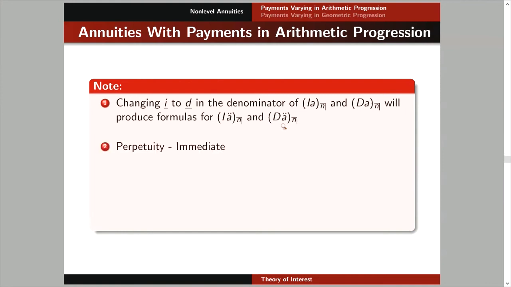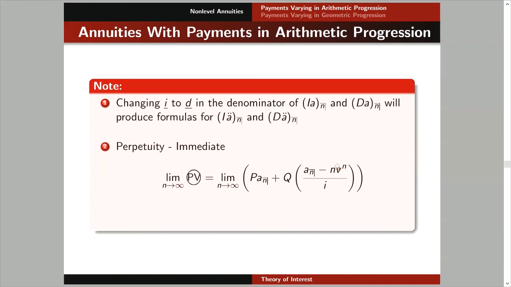What is the formula if we have a perpetuity immediate? All we have to do is get the limit of our single formula as n approaches infinity. If you recall, the limit of a angle n as n approaches infinity is 1 over i. And here, it becomes n over (1 plus i) raised to n. When you let n approach infinity, the denominator grows faster, so this expression becomes 0.